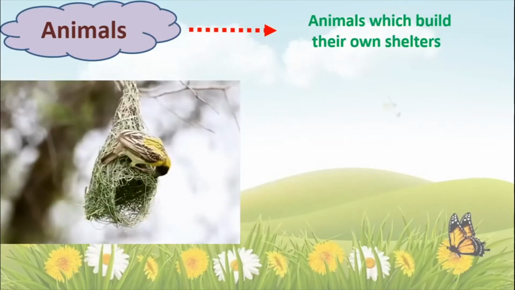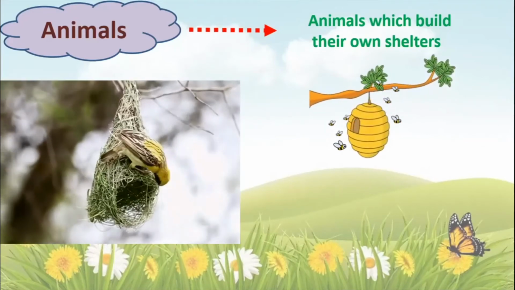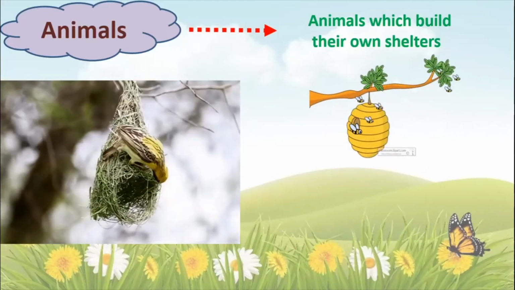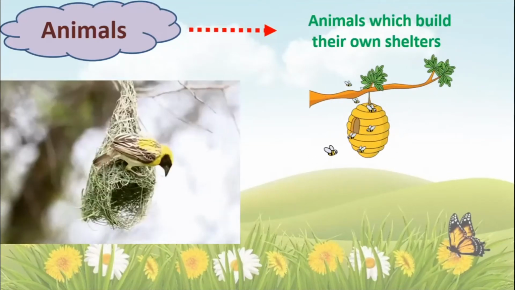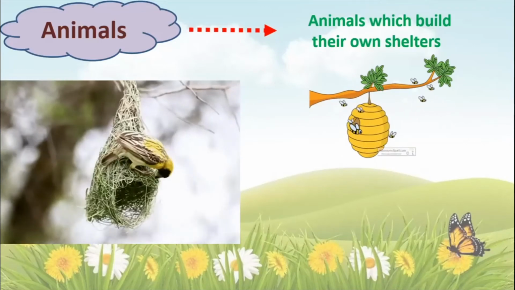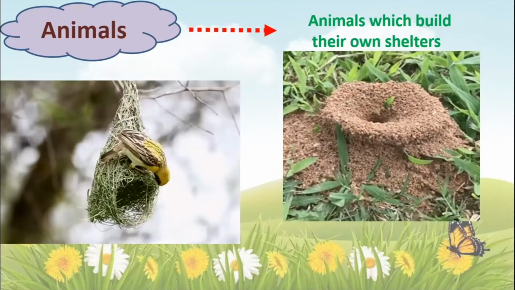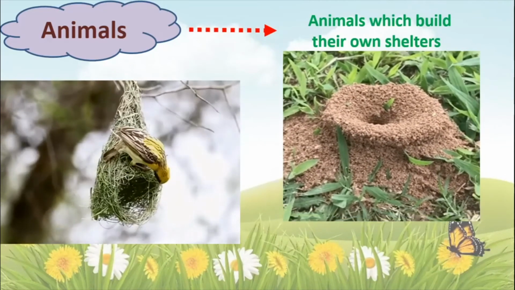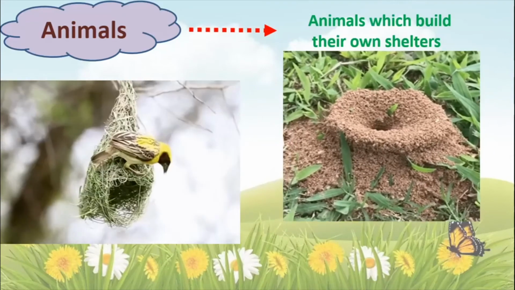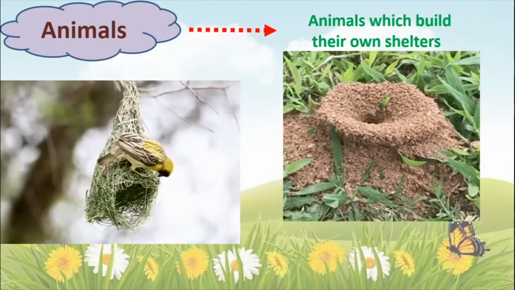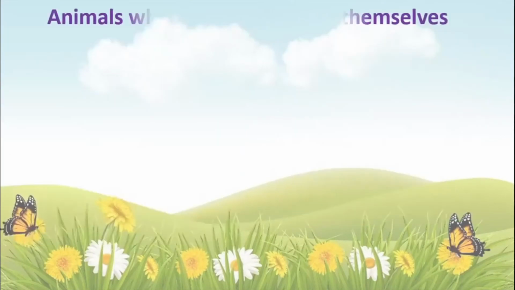See, there is this other kind of animal which is a bee, honey bee. It's an insect. It also builds its own home and we call it the beehive. Okay, so see these animals, they build their own shelters. There is one more animal, see here. This is an ant hill. Okay, so the ants, they make this so that they can live safely. Their children can live safely. So these are the animals which build their own shelters. Let us look at many more animals also which build their own shelters.